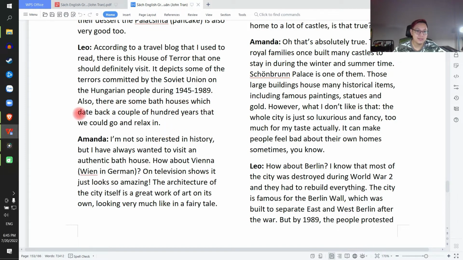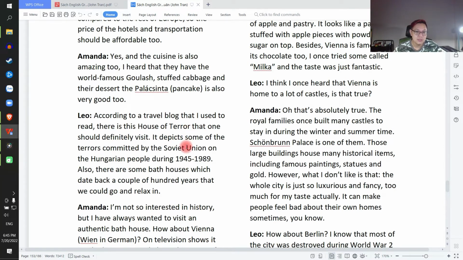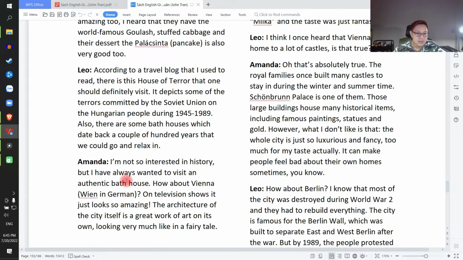There's a couple of bathhouses which date back a couple of hundred years that we could go and relax in. That Leo said that we could go and relax in. So Leo likes to bathe in the bathhouses if they choose to go to Budapest. And well, Amanda says, I have always wanted to visit an authentic bathhouse. So actually both of them agree to go to bathhouses. And of course, you go to bathhouse, you take a bath there.